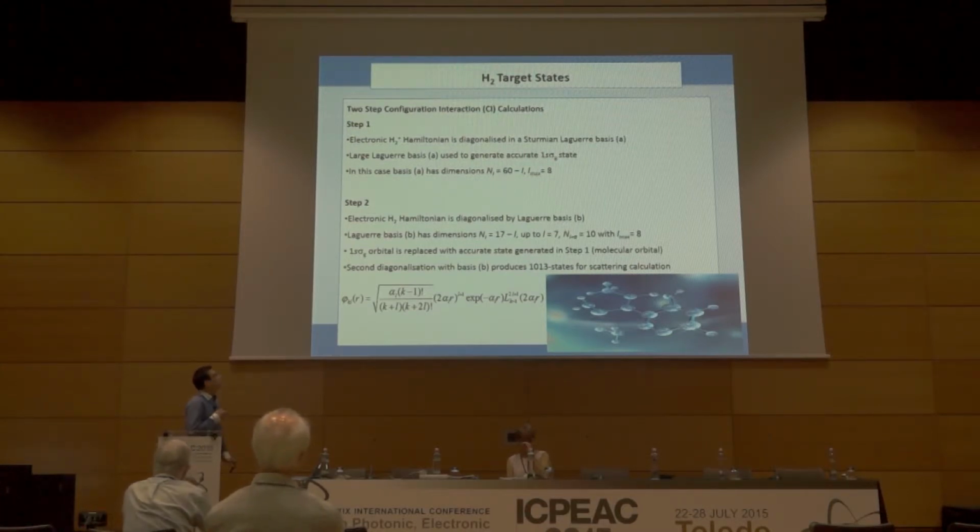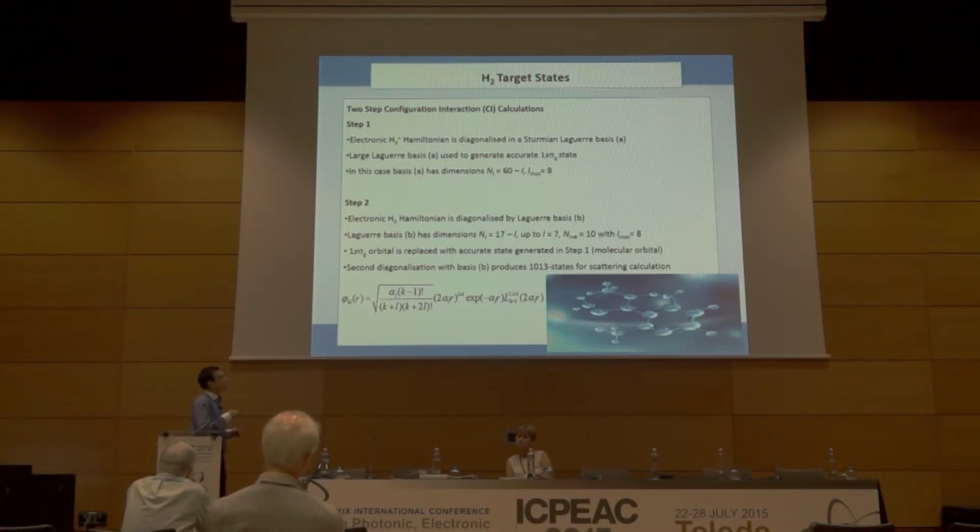The second thing we want to do is diagonalize the electronic H2 Hamiltonian, and we do this with a smaller size Laguerre basis, which has 17 minus L functions, where L is our orbital angular momentum, up to L equals 7. That means 17s, 16p, 15d, and so on, and N equals 10 for the orbital angular momentum equal to 8. So our basis has a maximum orbital angular momentum equal to 8.